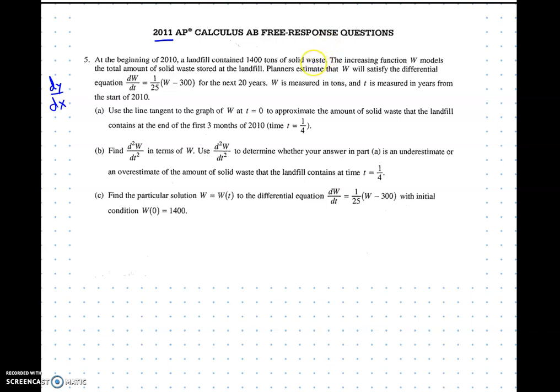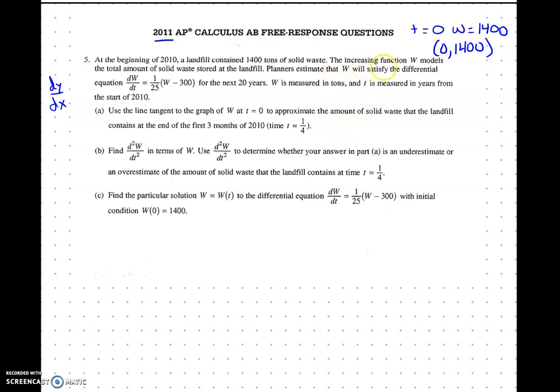15 was the baby bird problem. They've asked these things a few different ways. So this one: at the beginning of 2010, a landfill contains 1,400 tons of solid waste. The increasing function W models the total amount of solid waste stored at the landfill. So at time 0, W is equal to 1,400. That's a point on our graph. (0, 1400) is a point on the graph.